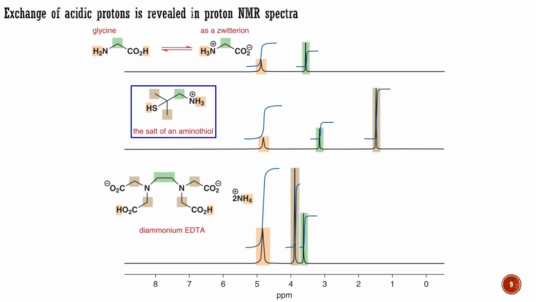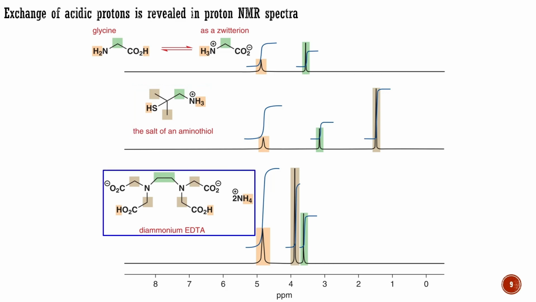The aminothiol salt has the methyl and CH2 groups about where we would expect them, but the protons of SH and protonated amino groups appear as one signal close to the region of the protonated amine in glycine. The double salt of ethylene-diamine tetraacetic acid, or EDTA, has several curious features. The two CH2 groups shown in green are fine, but the other four CH2 groups all appear identical, as do all the protons on both the carboxyl and amino groups.